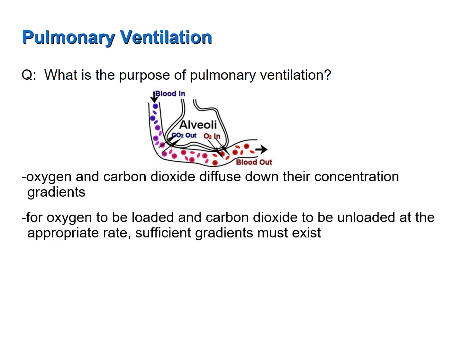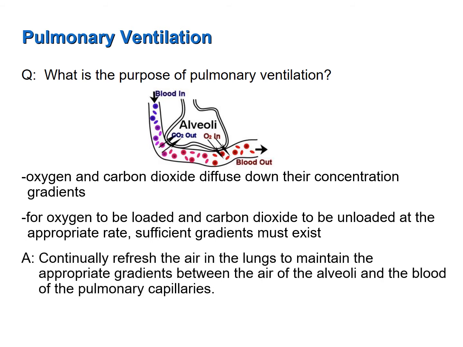In order to assure that oxygen is loaded and carbon dioxide is unloaded at the appropriate rate, there has to be sufficient gradients of the two gases between the air of the alveoli and the blood of the pulmonary capillaries. So the answer to what is the purpose of pulmonary ventilation is to continually refresh the air in the lungs to maintain the appropriate gradients between the air in the alveoli and the blood in the pulmonary capillaries.